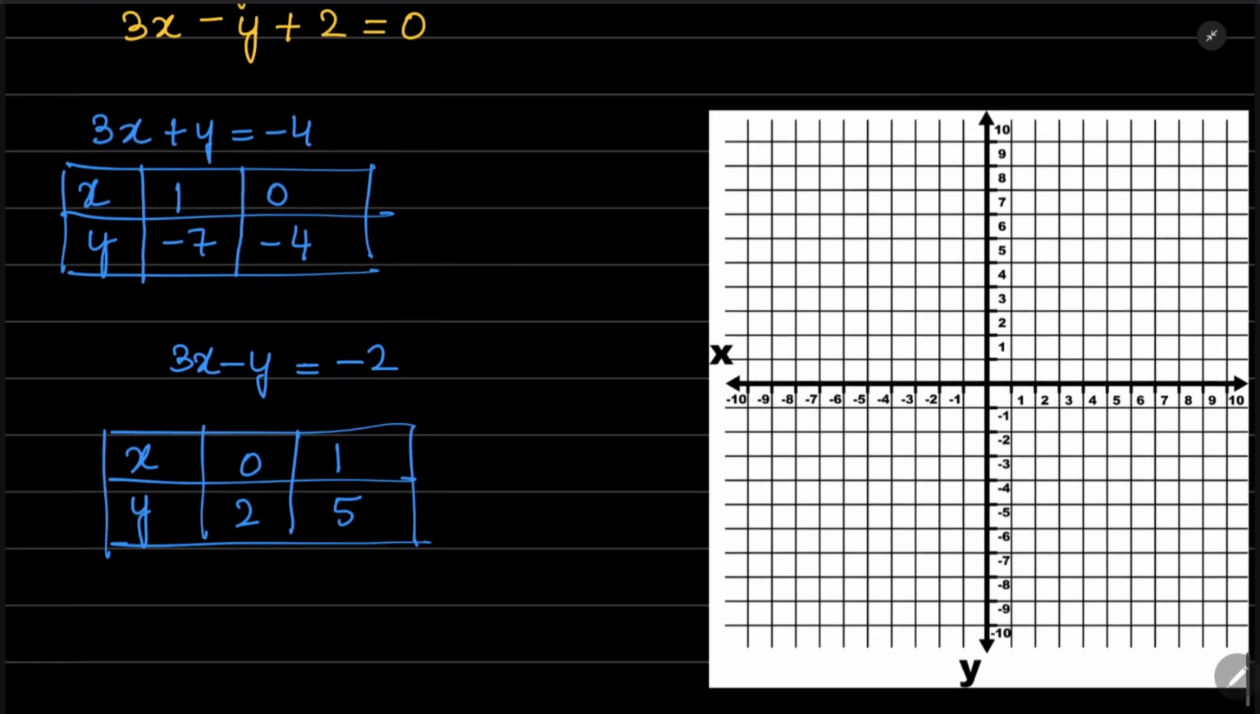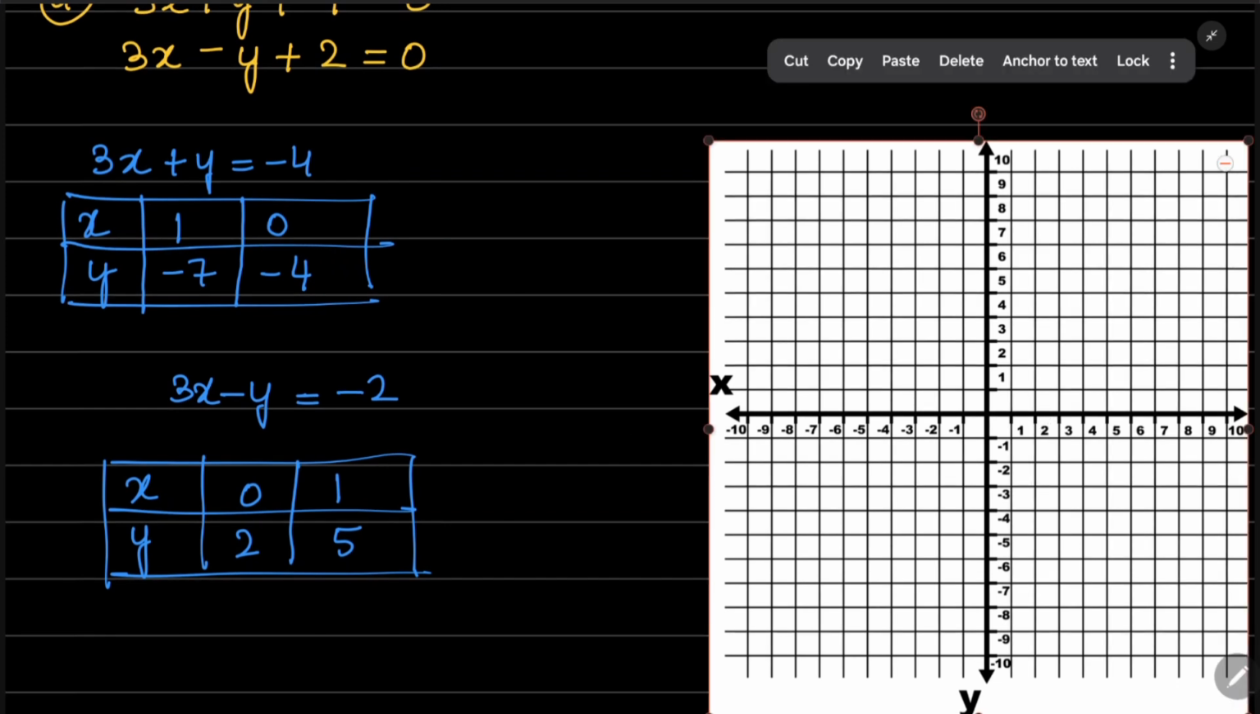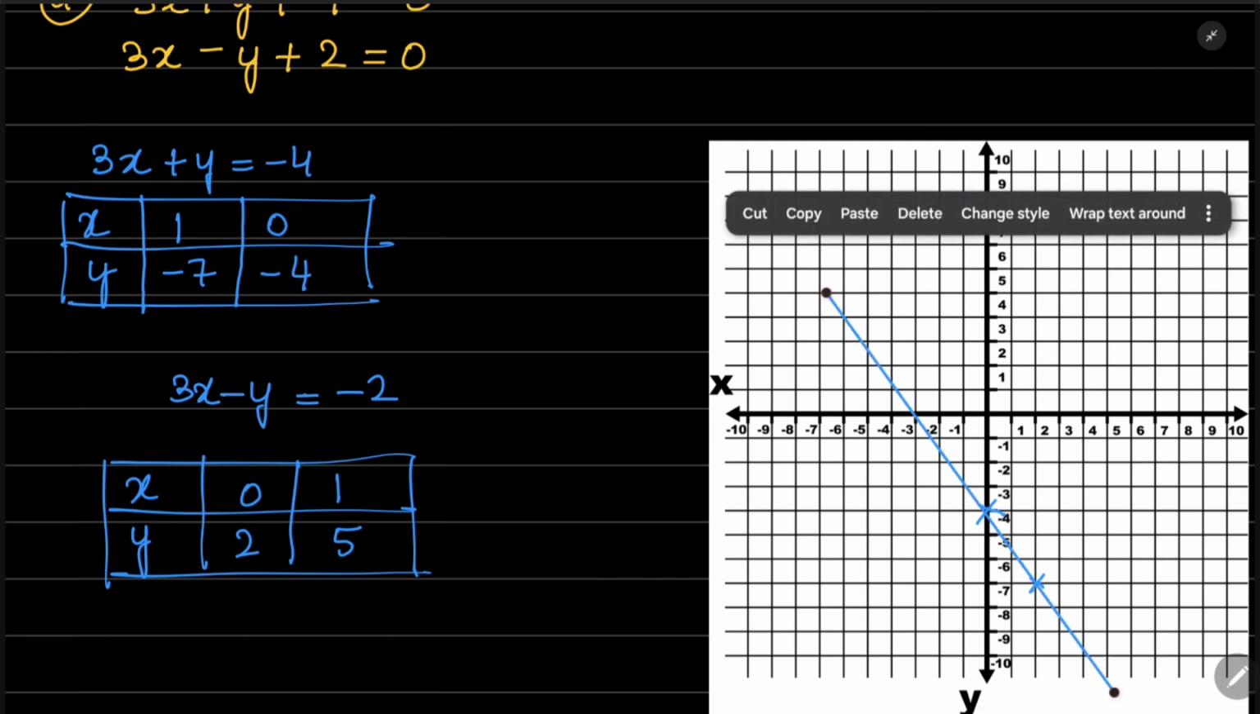Let's go ahead and mark the coordinates there. So first one is 1 comma minus 7. So here it is, 1 comma minus 7. 0 comma minus 4. So 0 comma minus 4 is here. Let's go ahead and draw the first line. This is your first line. And let's write the equation also. What is the equation? 3x plus y equal to minus 4.